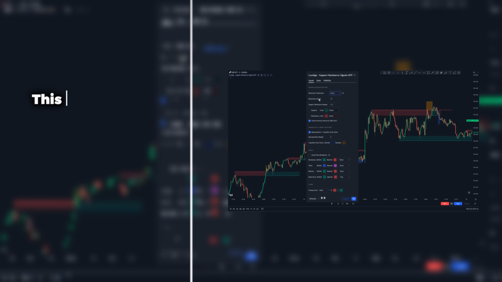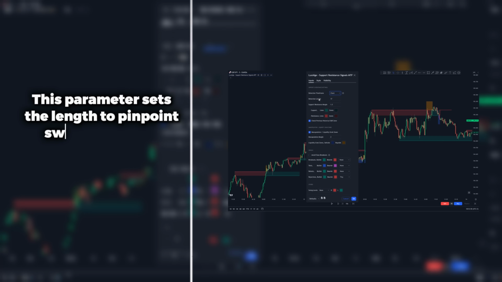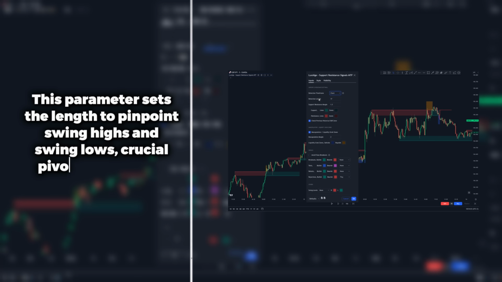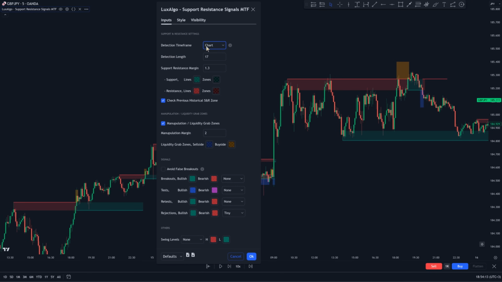Detection length. This parameter sets the length to pinpoint swing highs and swing lows, which are crucial pivot points in the market. For this video, we're going to reduce this to 15. Support and resistance margins. This determines the width of the support and resistance zones. Then here you can easily modify the colors of both lines and the zones to better suit your chart aesthetics.